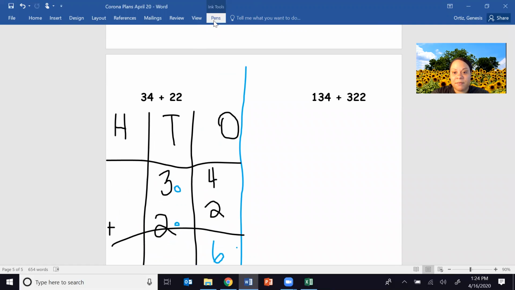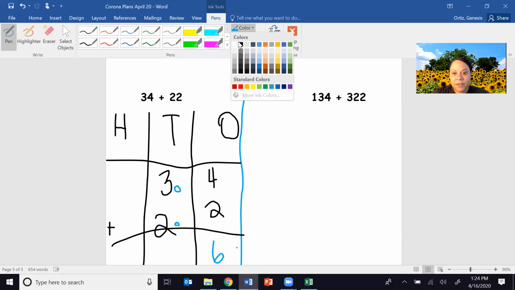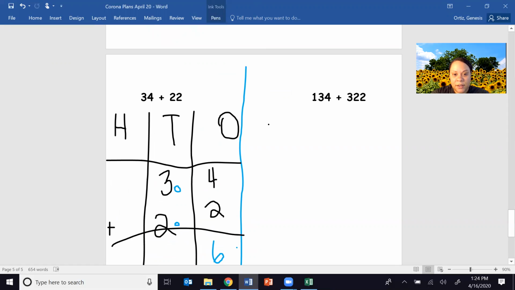All right, so we're going to do the same thing, but now we actually have a number in the hundreds place. So let's go ahead and do this, my smarty pants second graders. I do encourage you to try this on your own and see if you can get the same answers as me.